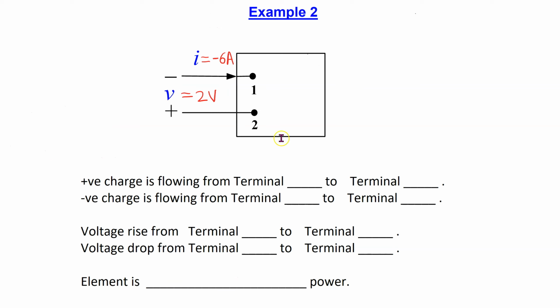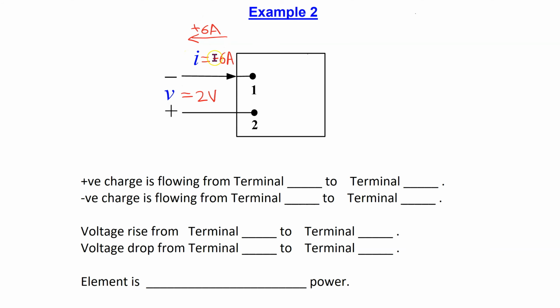Let us consider a second example with voltage and current as shown. First, let us have a look at the current. In this case, the current is minus 6 amps flowing in this direction. This is equivalent to 6 amp current plus 6 amp current flowing in this direction.